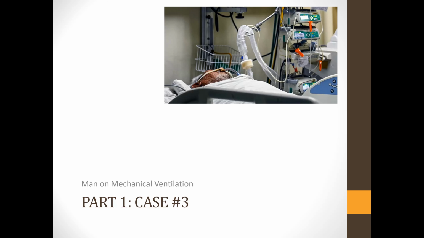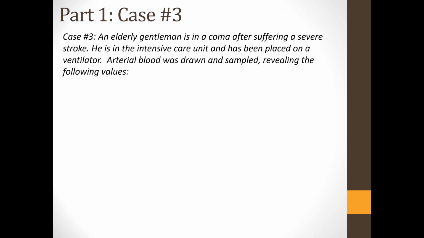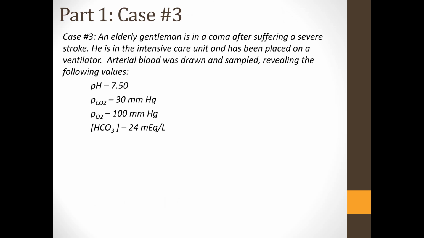So part 1, case number 3, man on mechanical ventilation. An elderly gentleman is in a coma after suffering a severe stroke. He is in the intensive care unit and has been placed on a ventilator. Arterial blood was drawn and sampled, revealing the following values: pH of 7.5, carbon dioxide of 30 millimeters mercury, oxygen 100 millimeters mercury, and bicarbonate levels at 24 milliequivalents per liter.